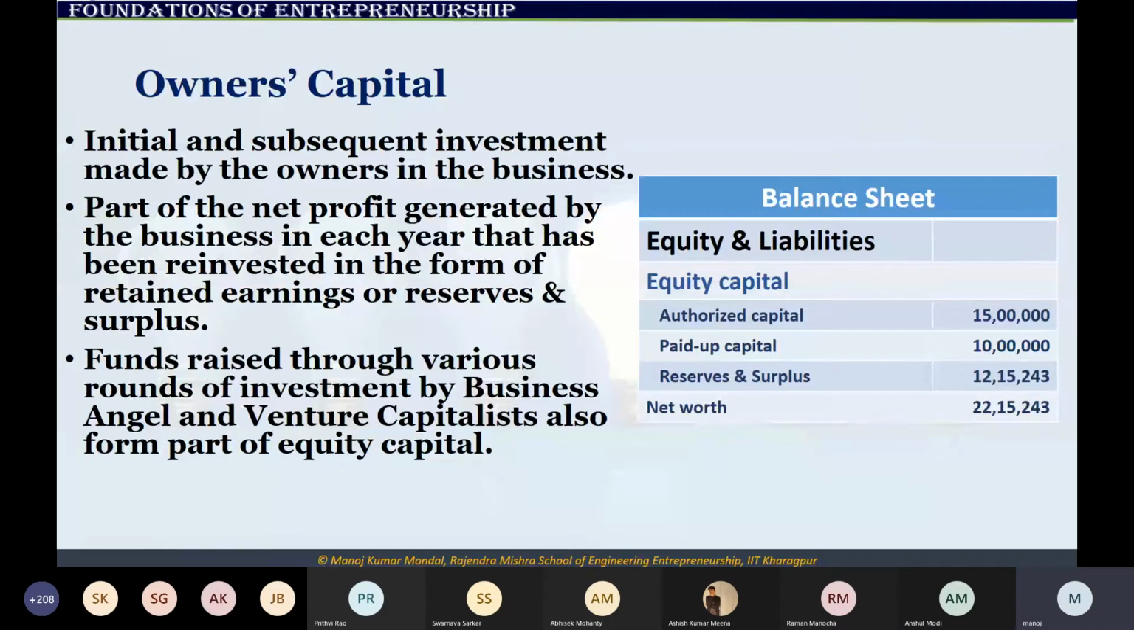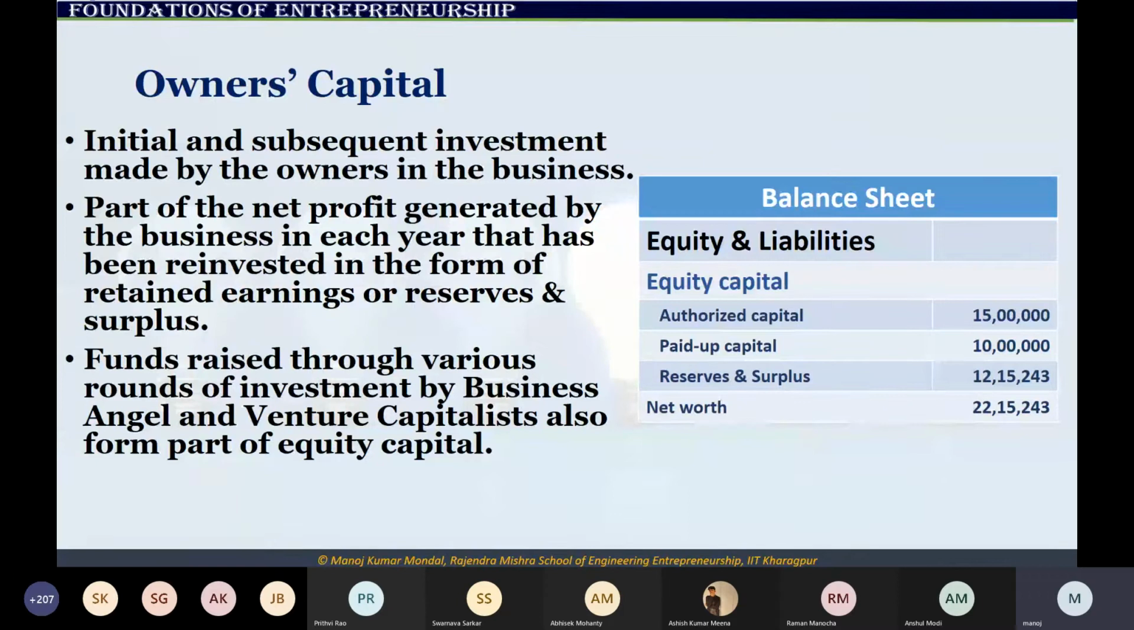Authorized capital is the outer bound, the upper bound to the extent you can raise capital. Suppose you have authorized capital of 50 lakh rupees. That means all your co-founders can bring in up to 50 lakh rupees. Up to that extent you are authorized. If you want to bring 51 lakh rupees or more, beyond 50 lakh, then you have to approach the registrar of companies to increase the authorized capital. Only then you can bring in more money.